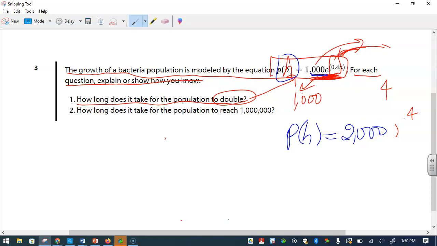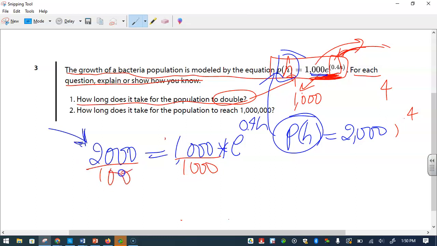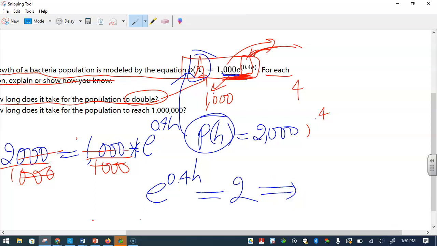That's the double, right? So what we do is replace P of h here. 2000 equals 1000 times e raised to 0.4h. And this is what you solve, solving the equation containing an exponential expression. Now to solve this, best is to divide by 1000. This goes away, and you get e raised to 0.4h equals 2. And then you change this to the log form.